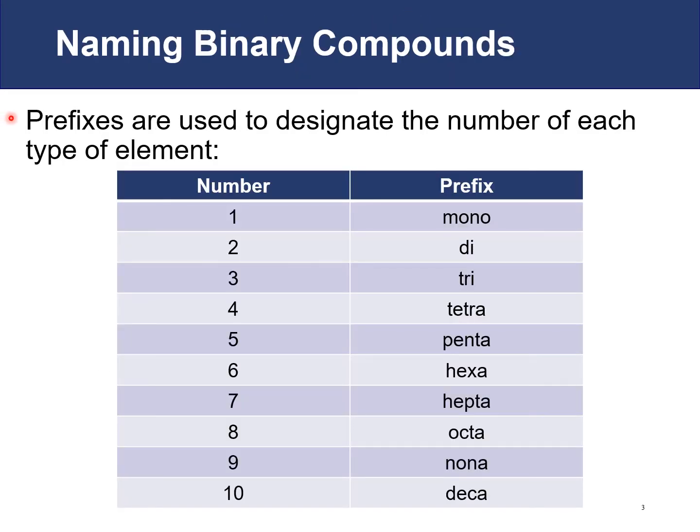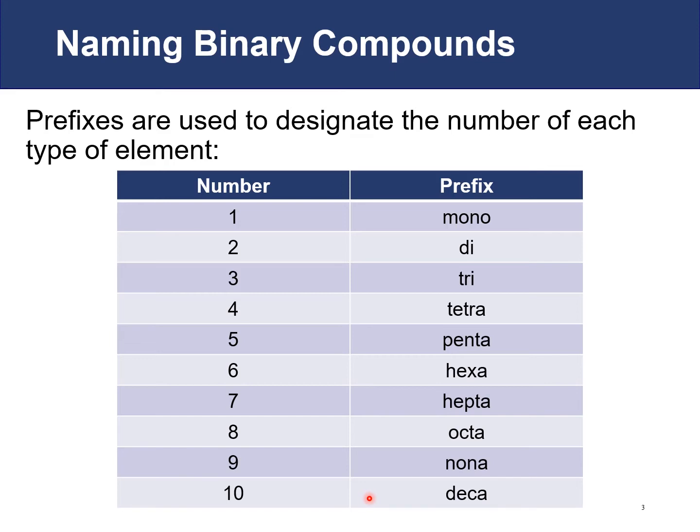That naming schema relies on prefixes, which are used to designate the number of each type of element. We will be looking primarily at binary compounds, those compounds that contain two different elements, both of which, because we're talking about covalent bonds, are both non-metals. So the prefixes we will use are, for a number of 1, or one atom of that particular element, we'll use mono. For 2, it's di, 3 tri, 4 tetra, 5 penta, 6 hexa, 7 hepta, 8 octa, 9 nona, and 10 deca.